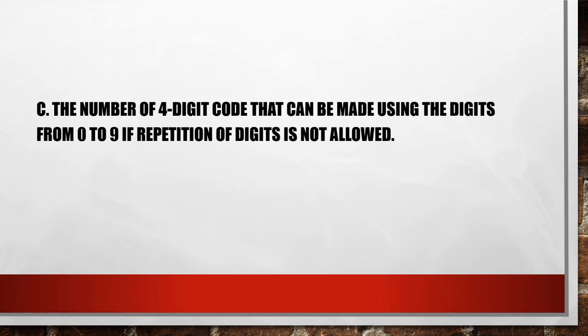Okay, next is letter C. The number of 4-digit codes that can be made using the digits from 0 to 9 if repetition of digit is not allowed. Okay, so is it a permutation or not? Tingnan natin ha. Okay, the answer is, it is a permutation. It is a permutation arranging a 4-digit code choosing from the same group of numbers and repetition is not allowed. Ayan. So, hindi pwede yung repetition dito, class. So, ibig sabihin, importante yung ordered arrangement niya. Kaya ito ay isang permutation.